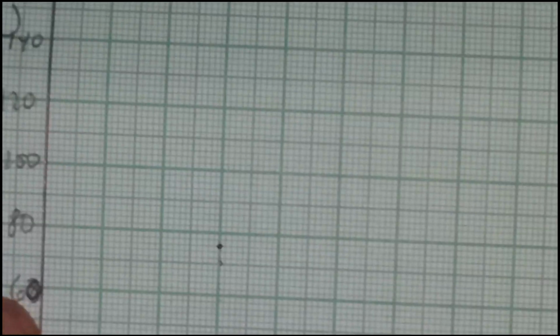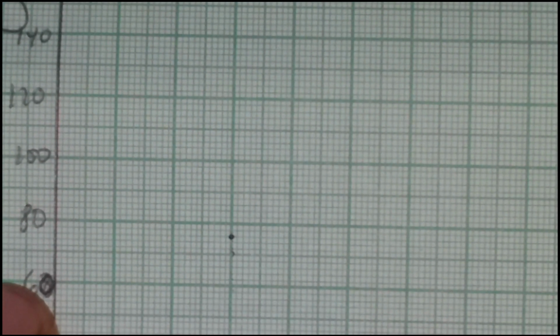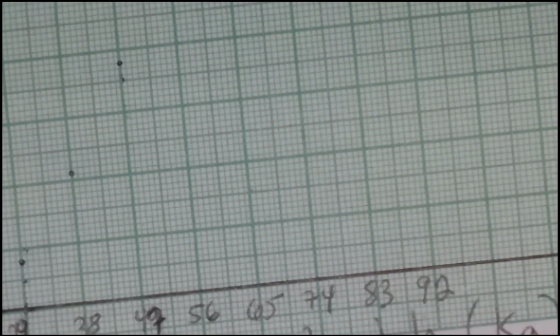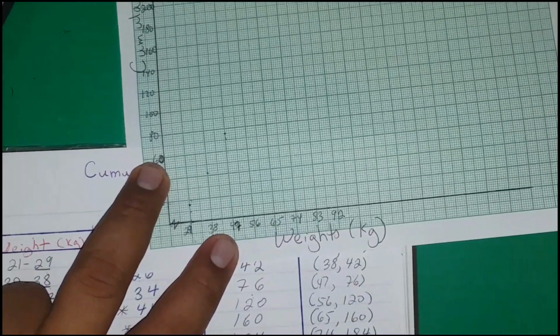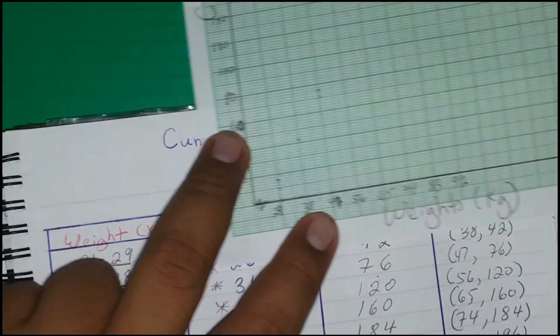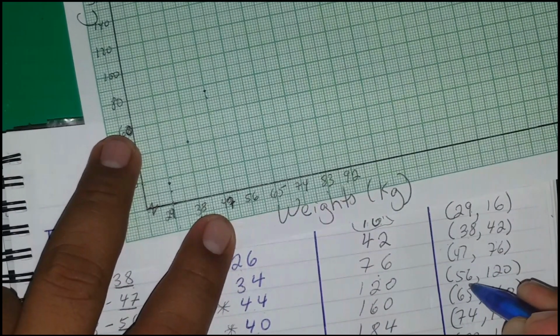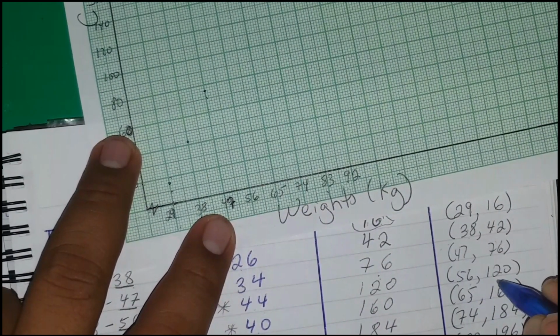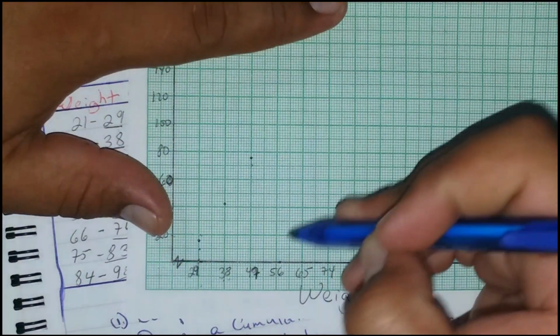Now notice that those points need to be accurate, or else our curve is going to look a little bit messed up. The next point that we have, now that you have seen it, let me just go back to normal size so you guys can see what I'm doing. So the next point that we have is 56 to 120. 56 is right here, and then 120.